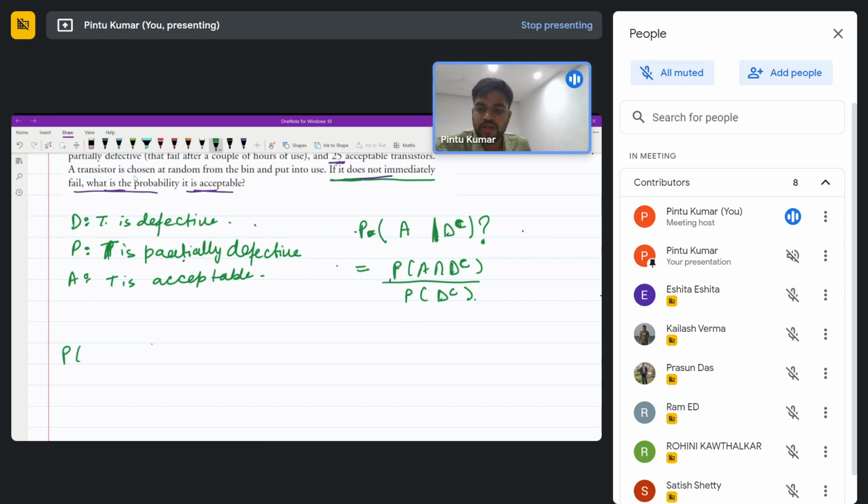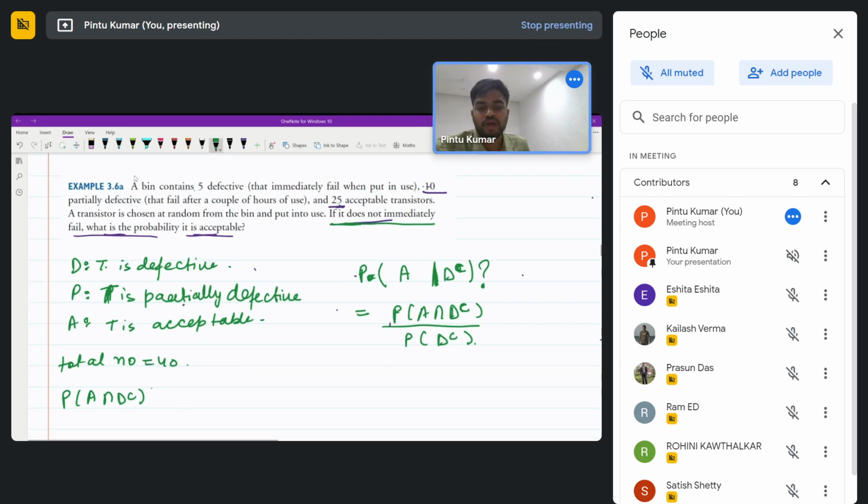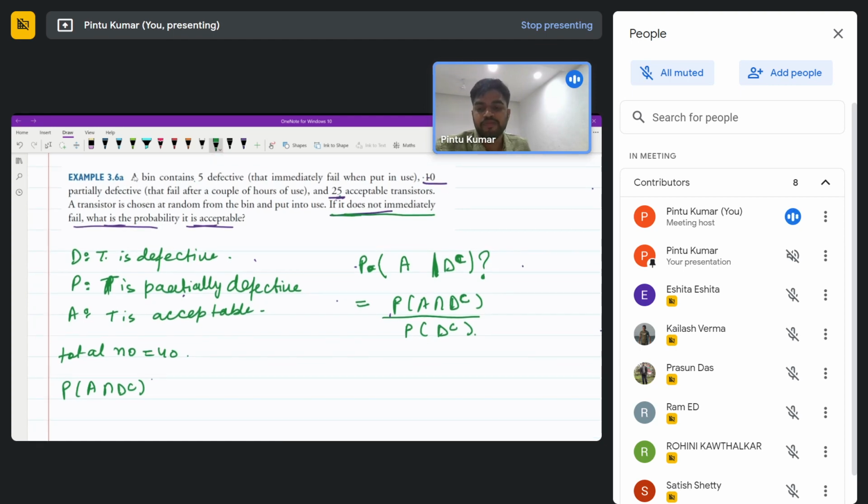Now let's calculate the probability of A intersection D complement. What is the total number of transistors? The total number of transistors is 5 plus 10, 15, plus 25, that is 40. Among these, the number of elements in A intersection D complement, divided by the total number of transistors, that is 40, would be the probability of A intersection D complement.